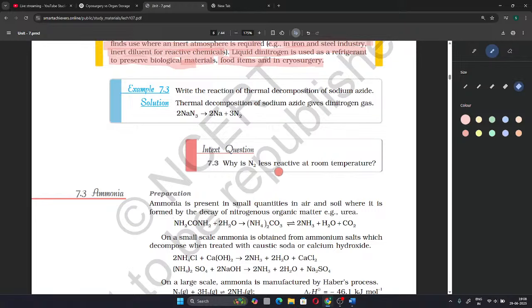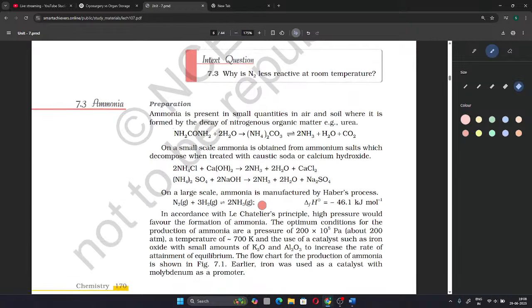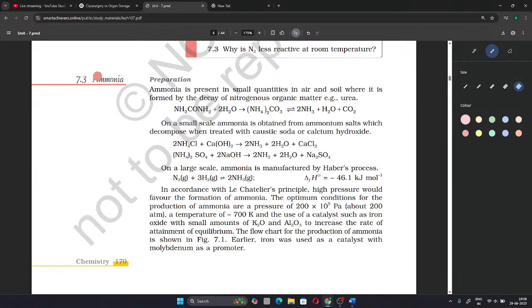Why is N2 less reactive at room temperature? Because of the high bond enthalpy. At high temperatures it will gain energy, and due to that it can easily break the bond. Next is about the compound ammonia.